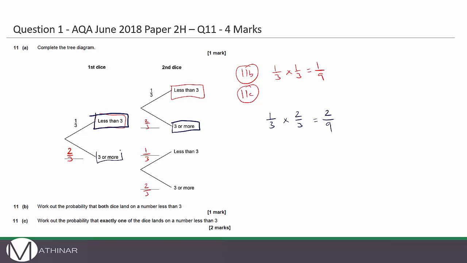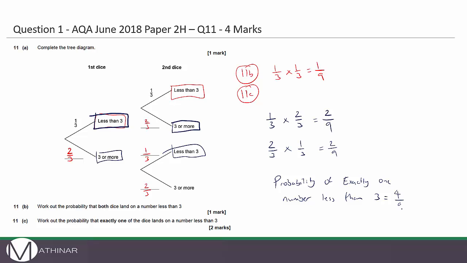If the first one is 3 or more, which is 2/3, and the second one would then have to be less than 3, so 1/3. Multiply those together, we get 2/9, and we could have this first outcome or this second outcome. So what we need to do is add these two probabilities. So 2/9 add 2/9, which is 4/9, and that'll get you the 2 marks.